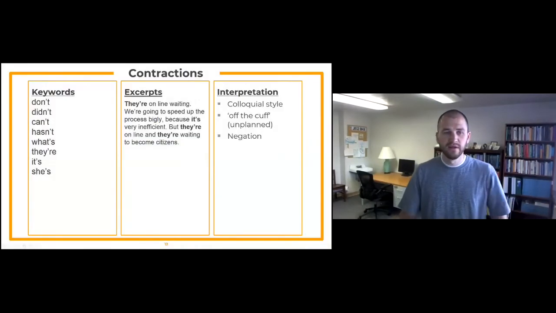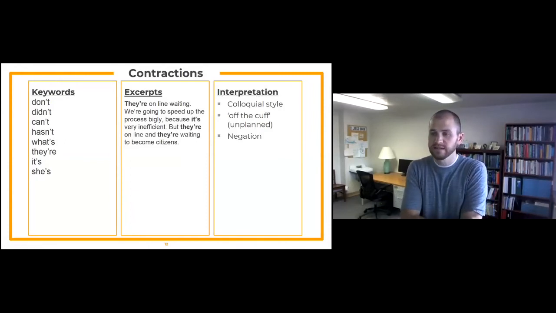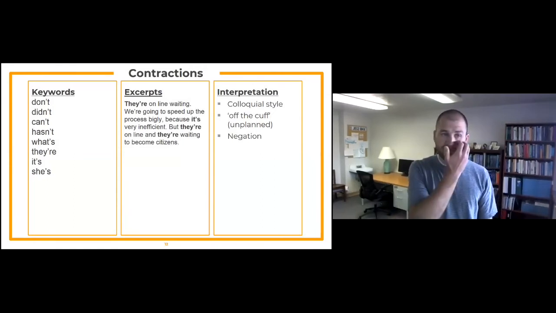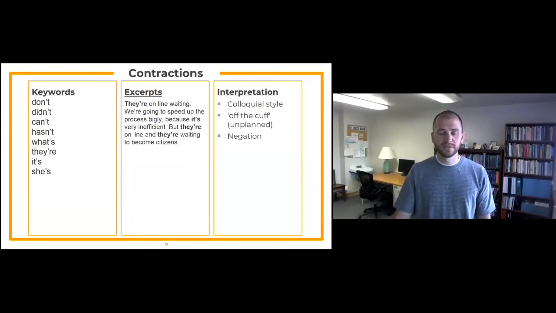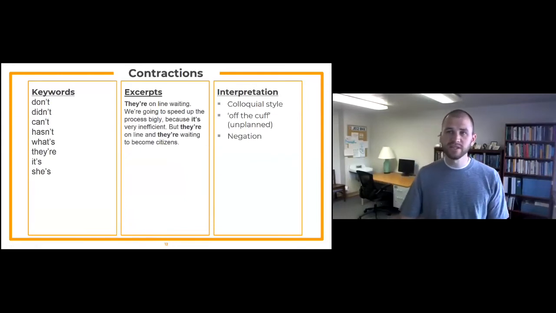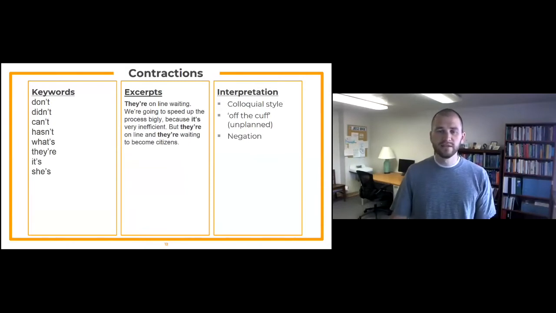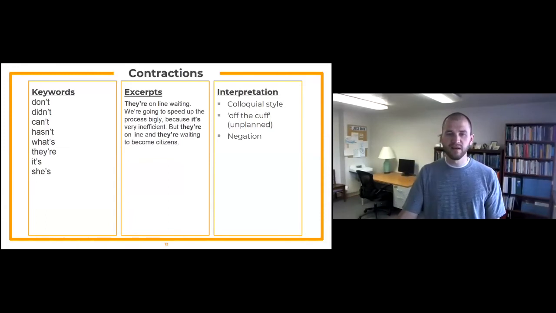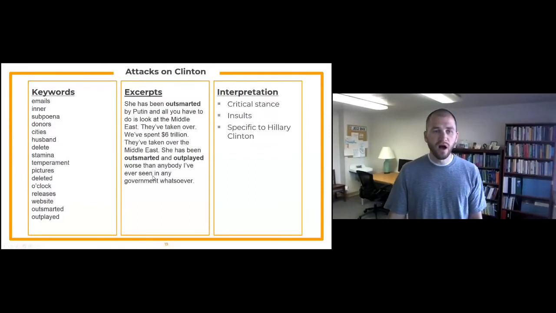Okay, contractions. Trump used contractions a lot more than other candidates. A lot of them had negations in there, like don't, didn't, can't, hasn't, but there were other contractions as well. And we saw some in one of the previous excerpts: "They're online waiting. We're going to speed up the process bigly because it's very inefficient, but they're online and they're waiting to become citizens." We related this to a colloquial style. Contractions are strongly related to fluency in speech. They allow us to articulate the phonology of a language much more quickly and easily, and so they make speech more fluent and colloquial, and this could be related to his off-the-cuff, unplanned style. And then we also see a lot of negation.